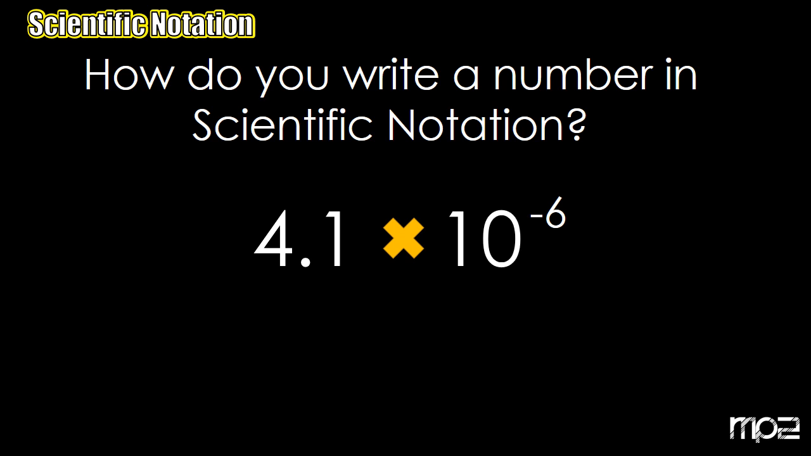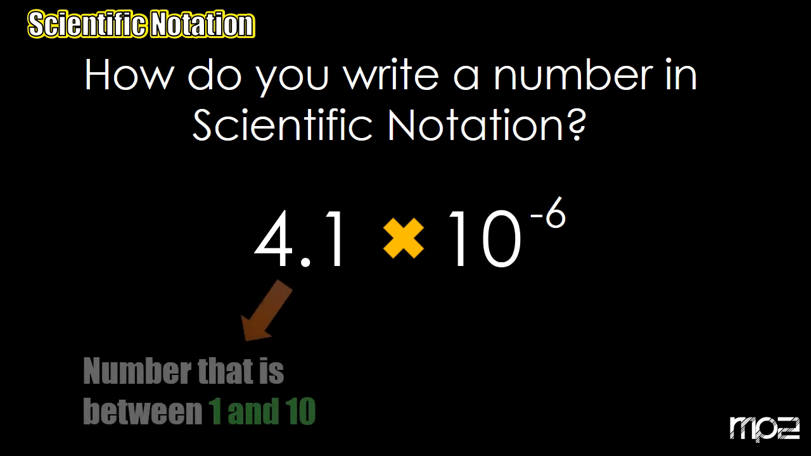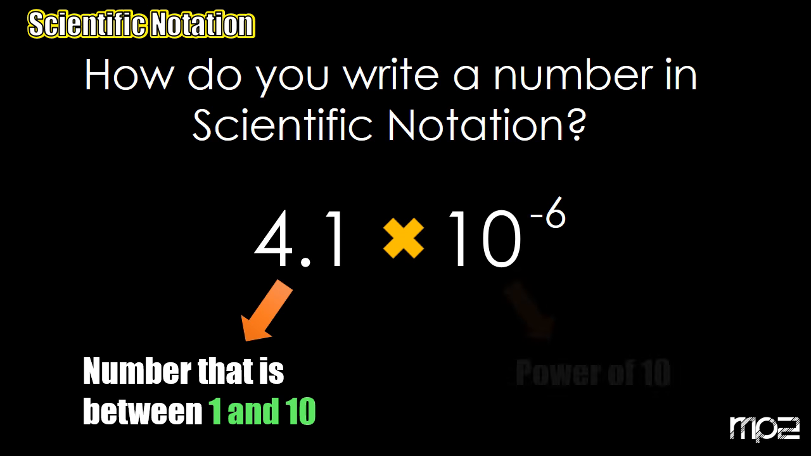So to recap, how do we write a number in scientific notation? The first part is that it is a number between 1 and 10. In this case, I have 4 and 1/10. And then you need to multiply that by a power of 10. And so I have 10 to the negative 6 power here.